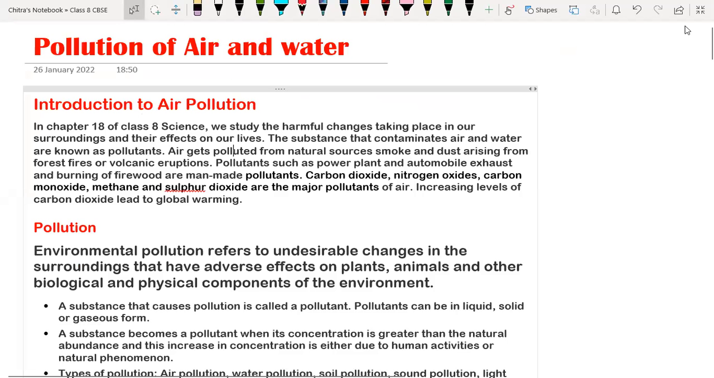Hello everyone. Today we are going to cover an important chapter of our class 8th science syllabus, which is the pollution of air and water. So first we have to understand what is air pollution.